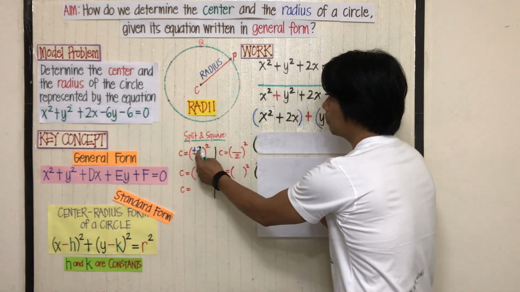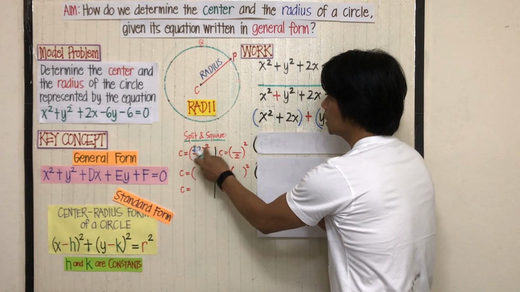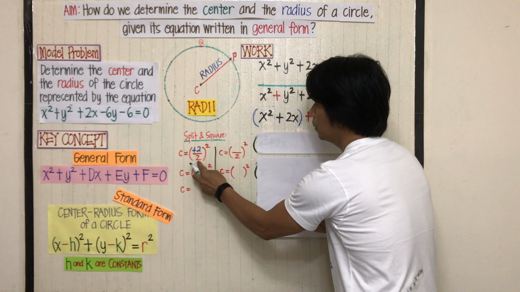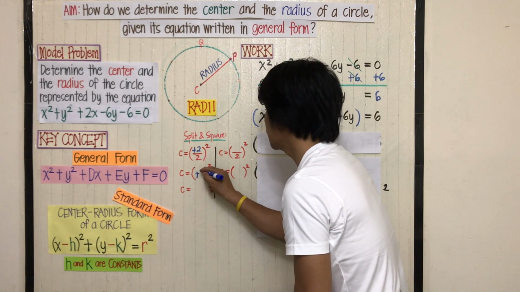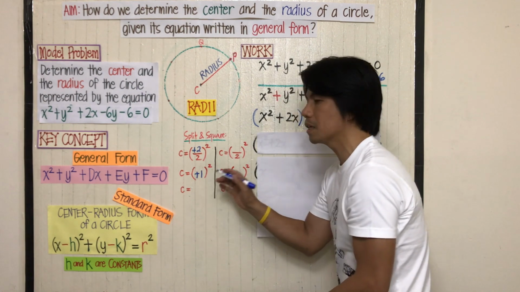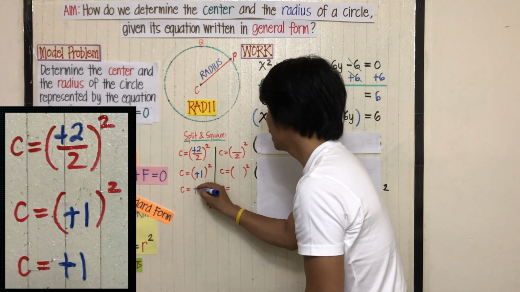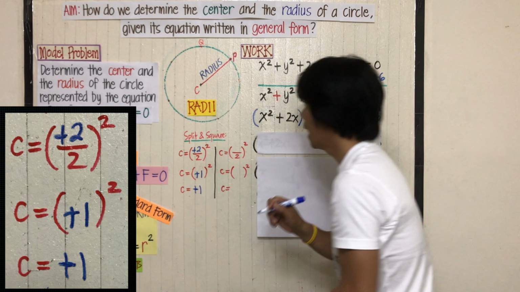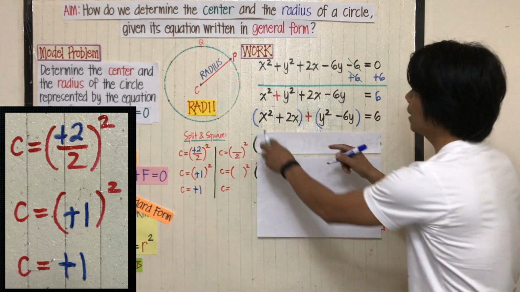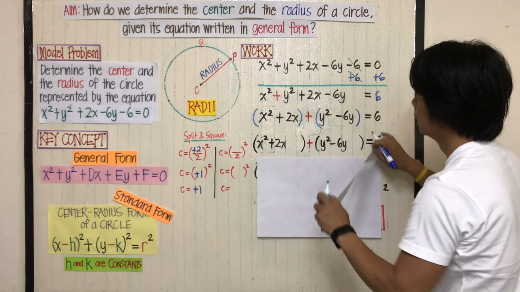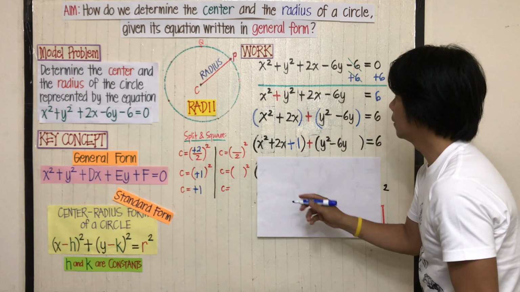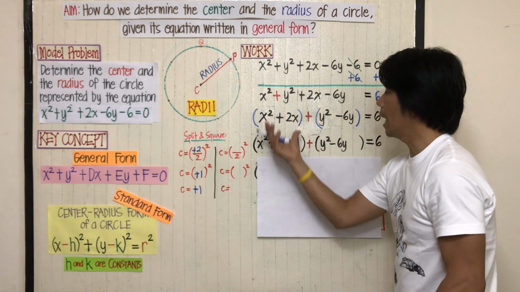What do we do with that positive 2? We split and square, meaning you divide by 2. So positive 2 divided by 2, that's positive 1. I'm going to put the sign. And then you square it. So positive 1 times positive 1, that's positive 1. So what do we do with this additive constant? You add it to here, plus 1. Alright, that is under the x terms.